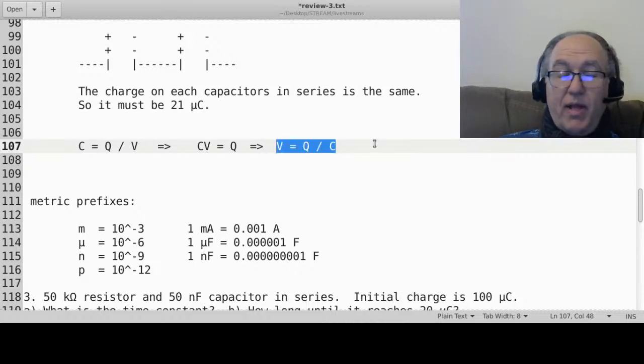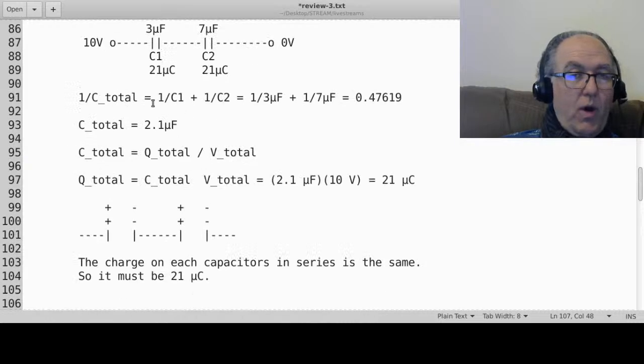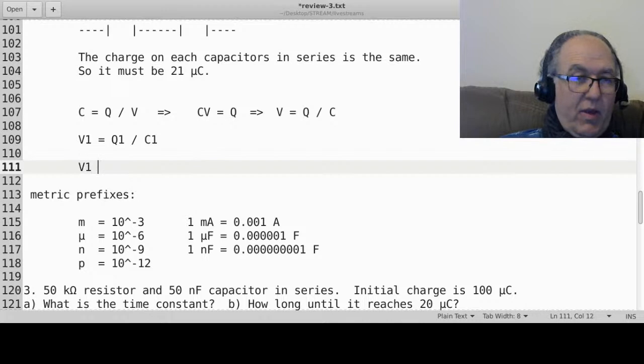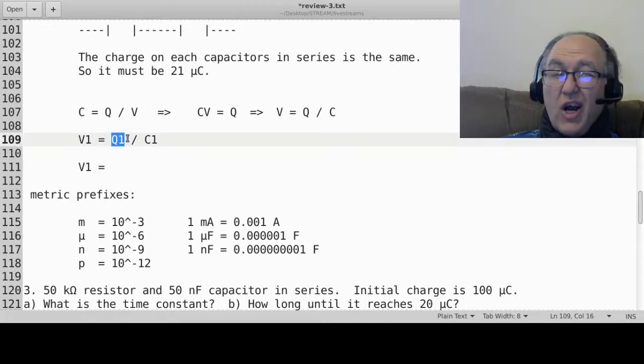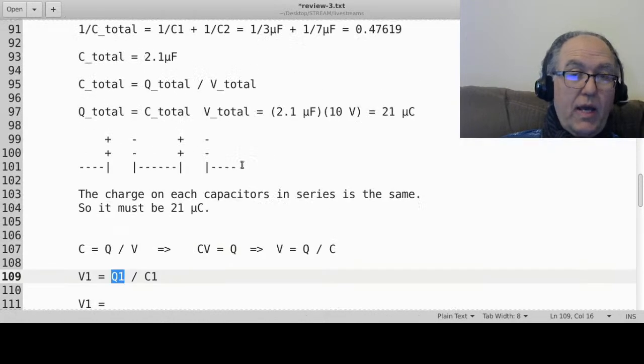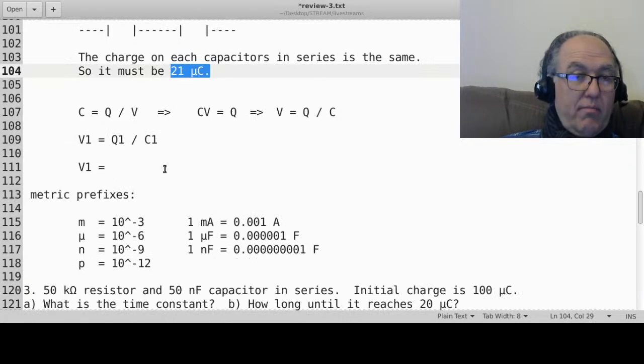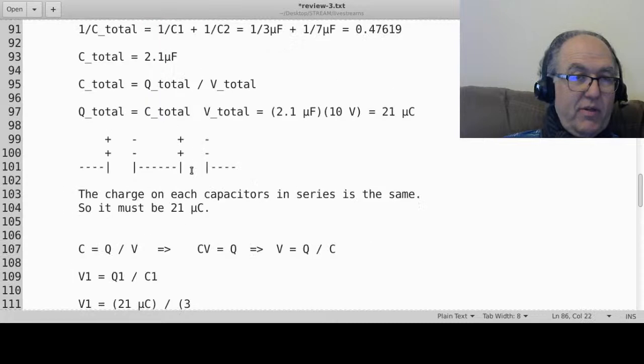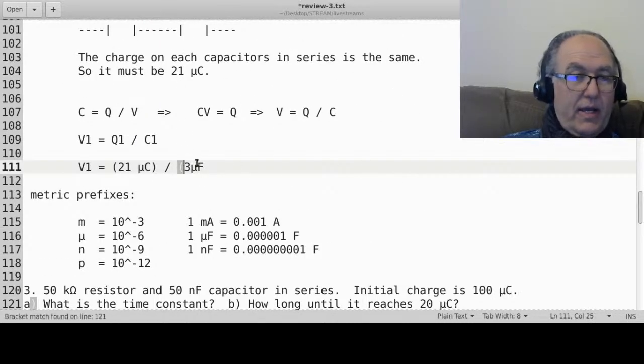Now again, that can be applied globally or locally, but in this case, we want the voltage drop across each capacitor. So we want the voltage drop across number 1, and we could just plug in the numbers. V1 is what we're trying to solve for. Q1 is the charge on C1, and we convinced ourselves that that's 21 microcoulombs. So the charge on the 3 microfarad is 21, divided by C1. C1 is 3 microfarads there, and that's going to equal 7 volts.